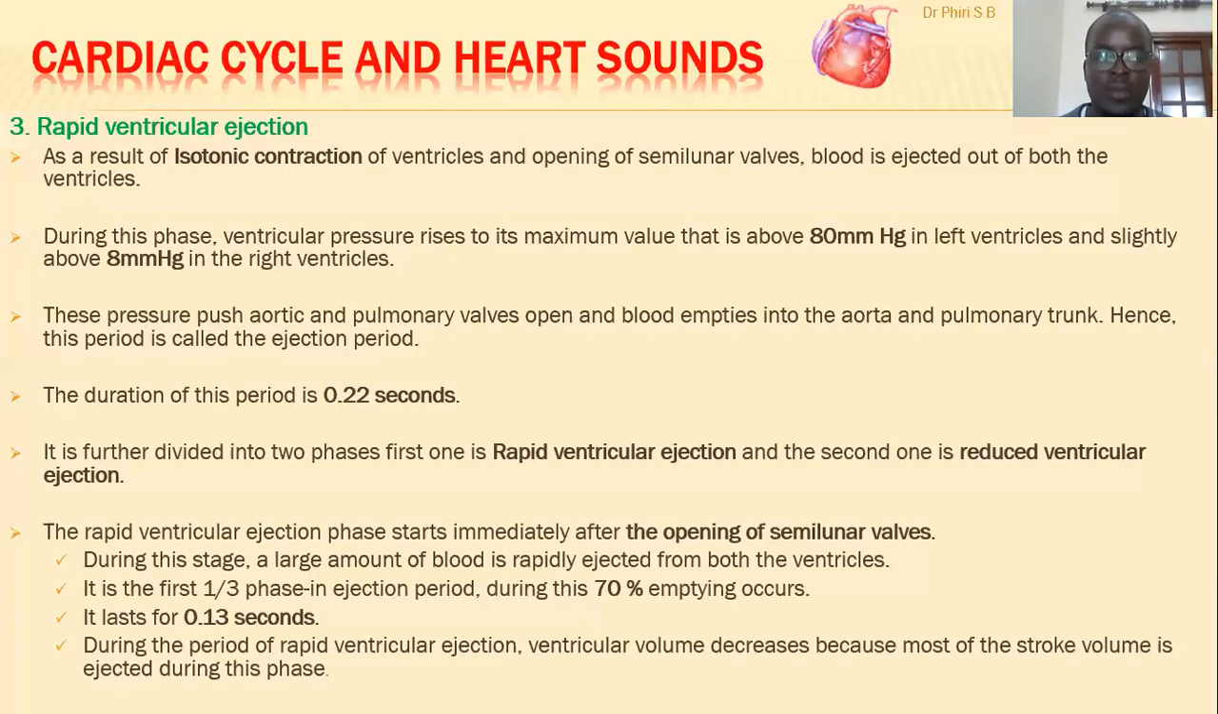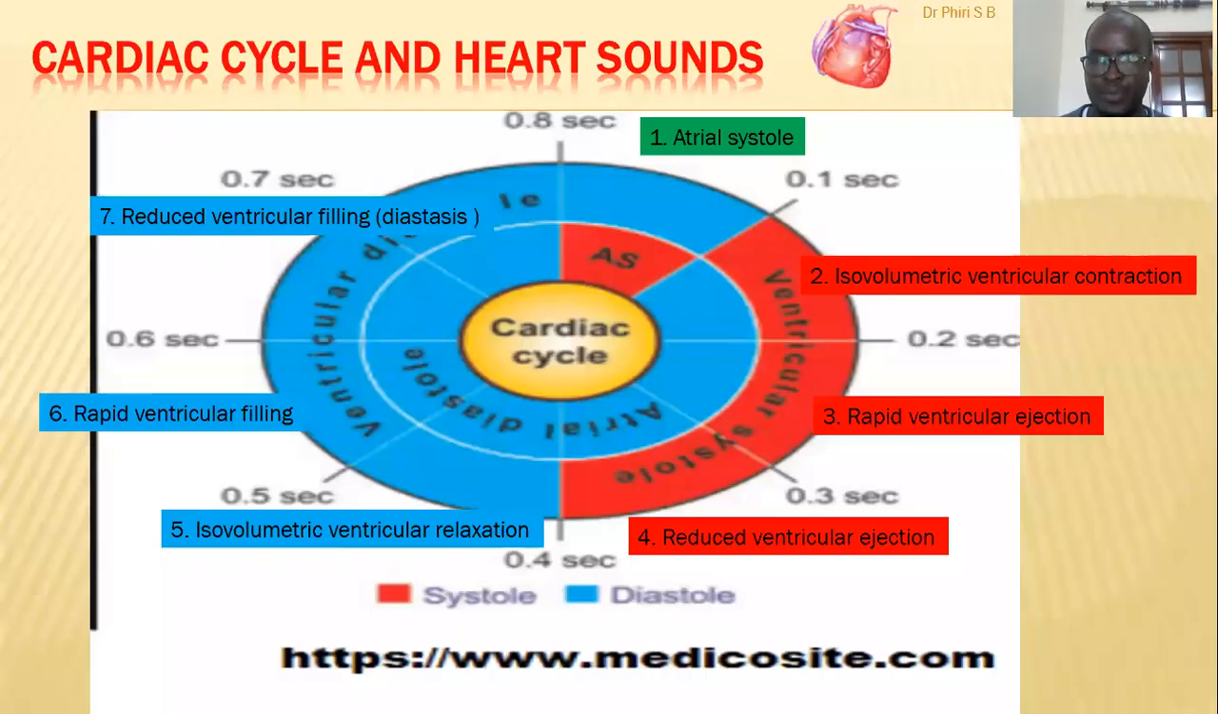During the period of rapid ventricular ejection, the ventricular volume decreases because most of the stroke volume is ejected during this phase. So the stroke volume is being ejected into the aorta, and you realize that the ventricular volume will start decreasing because you're pushing blood into the aorta or the pulmonary trunk. Then after rapid ventricular ejection, we have reduced ventricular ejection.